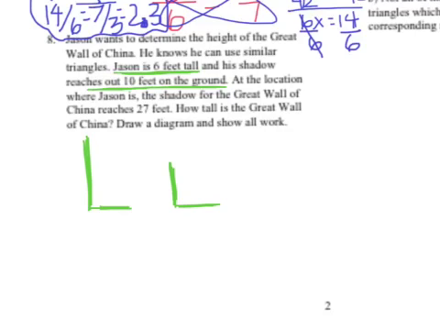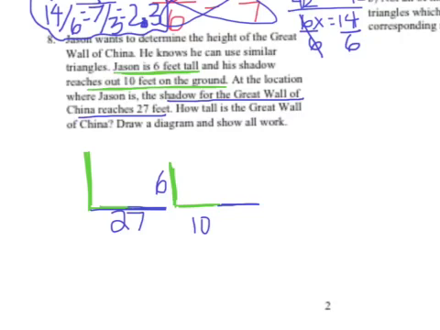So Jason is 6 feet and his shadow is 10. You can make this longer if you want. So obviously the shadow on the wall should be longer there. And then we're going to put the information they gave us about the Great Wall. So it says at the location where Jason is, the shadow of the Great Wall is 27 feet. So this must be 27. What we're looking for is how tall is the Great Wall at that point.